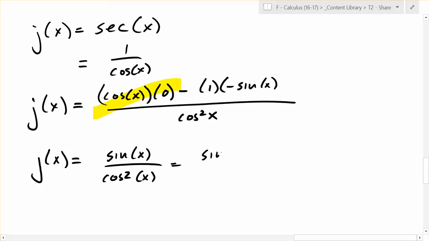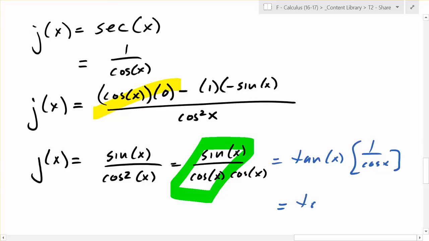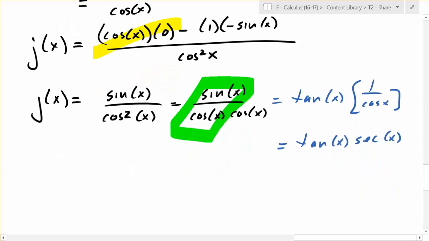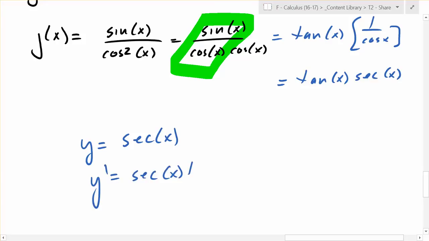That's equal to sine of x over what? Cosine x times what? Cosine x. What is, as David, you pointed out, what is sine over cosine? Tangent. So that's going to be tangent x times 1 over cosine. But what is 1 over cosine known as? Secant. So you have tangent x times secant x. Here's the truth you get to remember now. The derivative, if y is equal to secant x, y prime is equal to secant x times tangent x. That's another truth you get to memorize now.